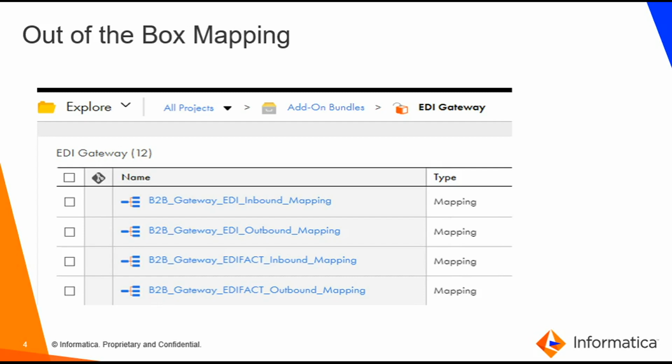As shown in this screenshot, if you go to Data Integration, Explore, Add-On Bundles folder, you can see EDI Gateway, EDI Gateway version 1, version 2, etc. Inside those, you can look at these mappings, exactly the same as my screenshot: B2B Gateway EDI inbound mapping and B2B Gateway EDI outbound mapping. You cannot edit them. If you want to do more customization as per your organization's need or requirement, you have to copy it to some other folder and make that addition.